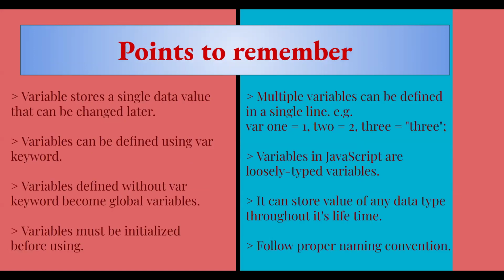These are the main points to remember. Variable stores a single data value that can be changed later. Variables can be defined using var keyword. Variables defined without var keyword become global variables. Variables must be initialized before using. Multiple variables can be defined in a single line. Variables in JavaScript are loosely typed variables. It can store value of any data type throughout its lifetime. Follow all the naming conventions while defining variable names.